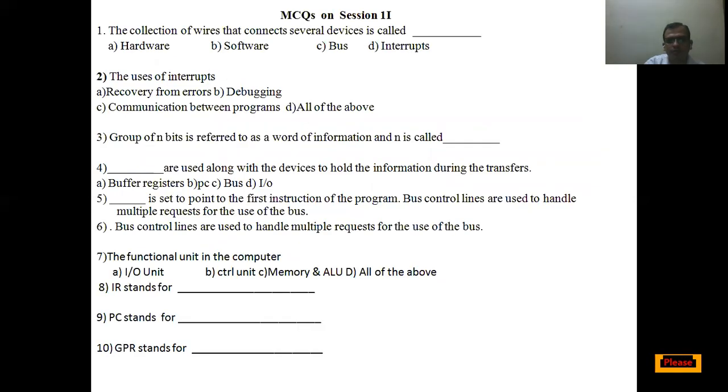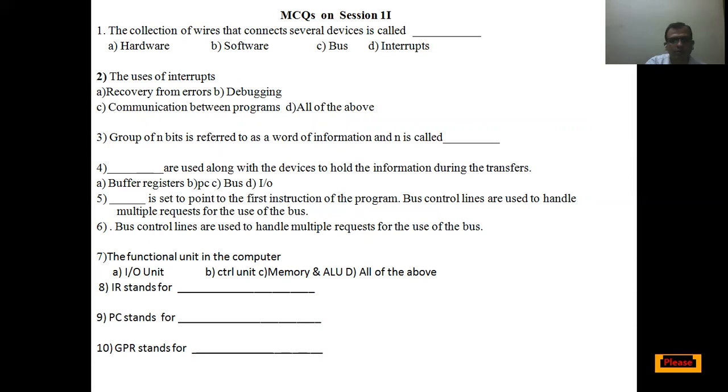Okay. So next start the MCQs on session 2. The collection of wires that connects the several devices is called dash. There are different options given: A is hardware, B is software, C is bus, and D is interrupts. So the answer is bus. The bus connects the different components and data gets passed.